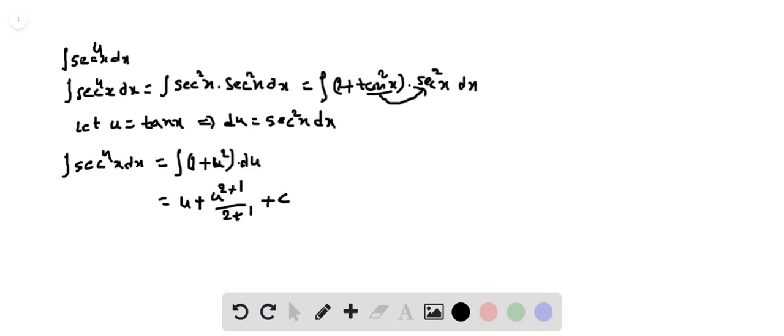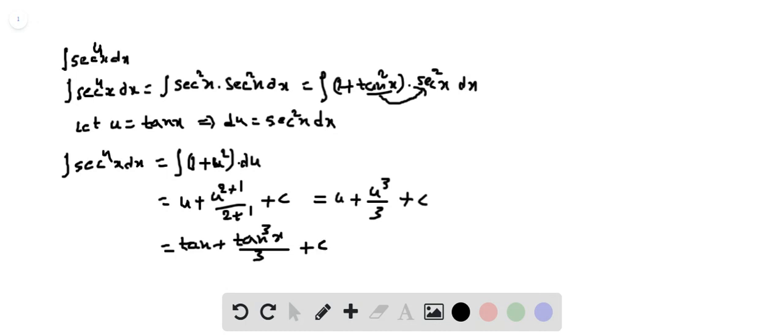that equals u plus u power 3 by 3 plus c, that equals, we know that u is tan x, so that equals tan x plus u cube is tan cube x by 3 plus c.